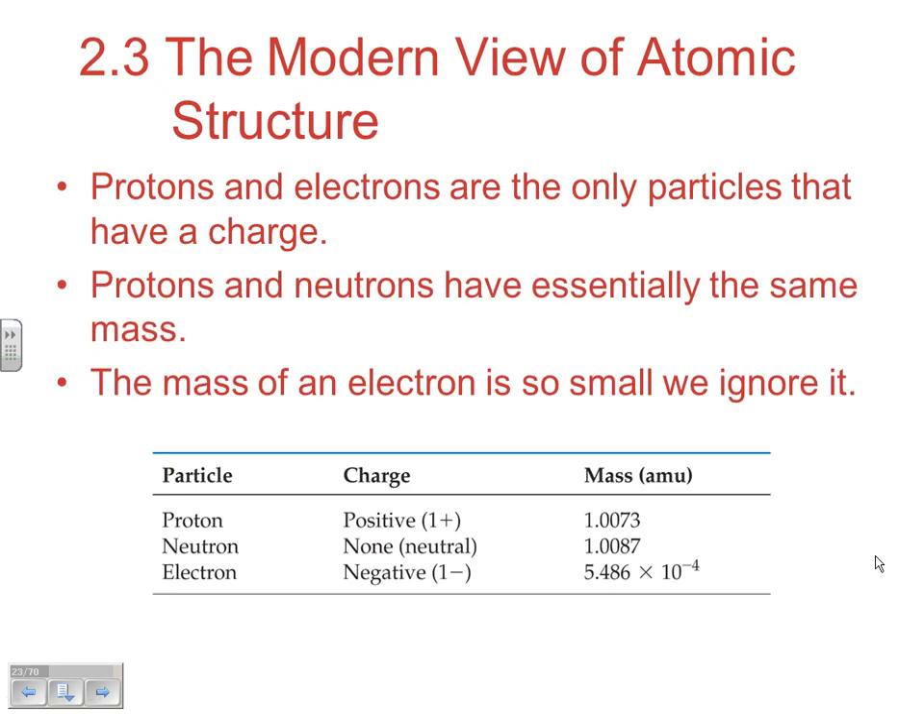Now, the next section, 2.3, gets into our modern view of atomic structure. Protons and electrons are the only particles that have a charge. Protons and neutrons have essentially the same mass, and the mass of an electron is significantly smaller than the mass of protons and neutrons. So often when we're talking about the mass of atoms, we totally ignore the electron, because it's about 2,000 times smaller than the protons and the neutrons. So its mass really isn't significant when you are looking at the mass of the overall atom.